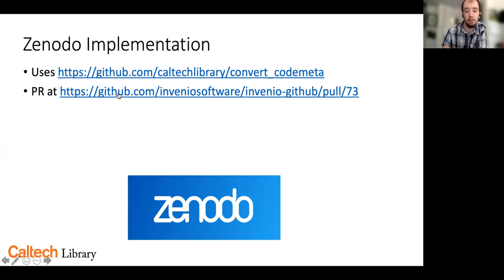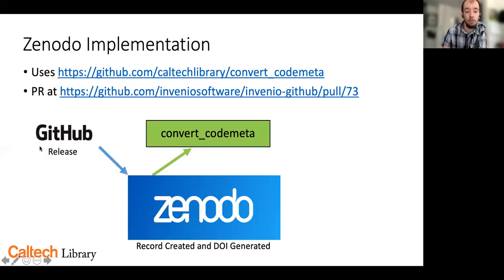So there's a couple of extra bits of code that do that type of stuff. And there's a pull request up where you can see all the code basically for the Zenodo bit. So the way that it works: normal GitHub release, webhook to Zenodo, it creates the record. But then within Zenodo, it makes a call. If it finds a Codemeta file, it makes a call to convert Codemeta, which takes the Codemeta file, transforms it into a Zenodo format metadata, and then basically integrates it.